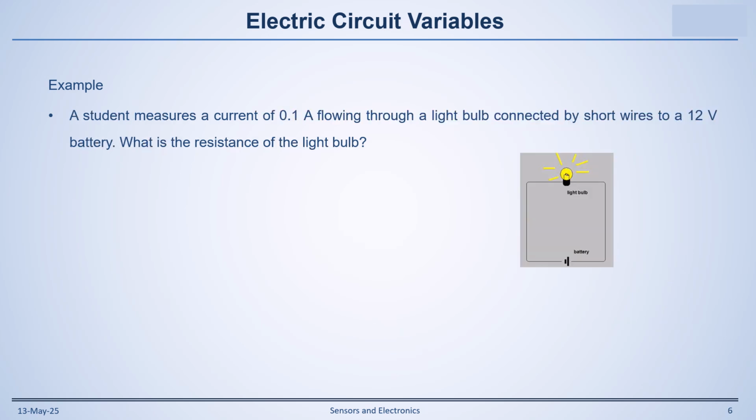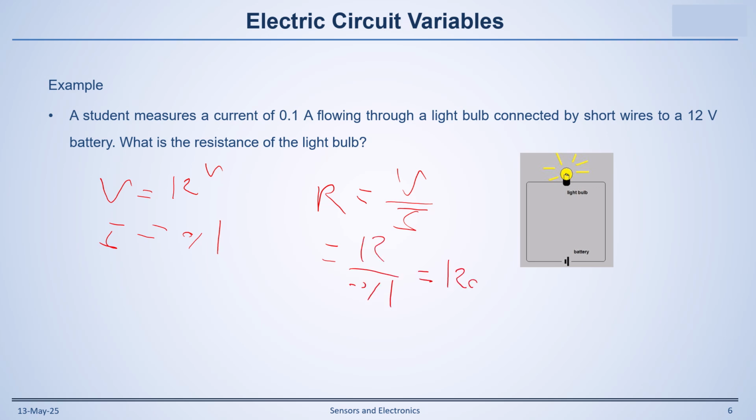In another example, one student measured the current of this circuit. We have a battery connected to a light bulb, and the current is 0.1 ampere, and the battery is 12 volt. So how much is the resistance of this light bulb? We want to find the resistance. The voltage is 12 volt, the current is 0.1. So R is V divided by I. So 12 divided by 0.1 will be equal to 120.